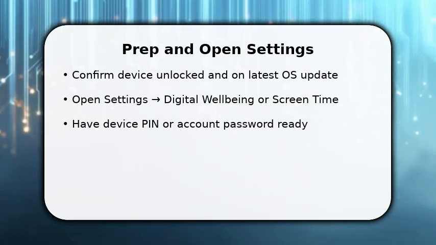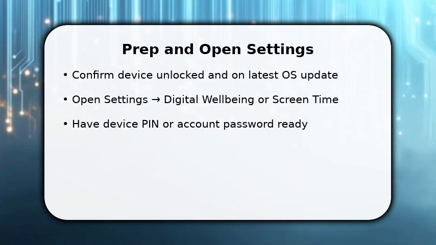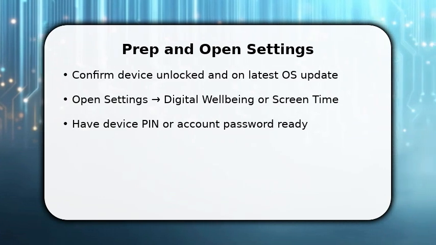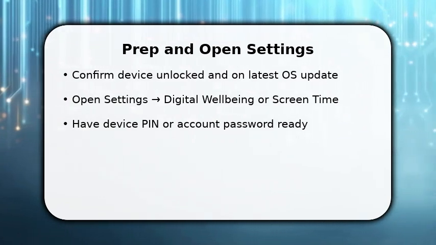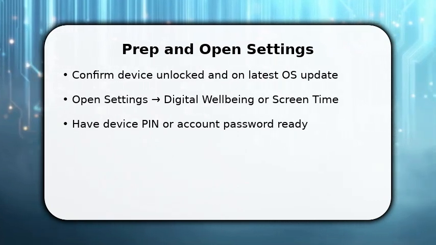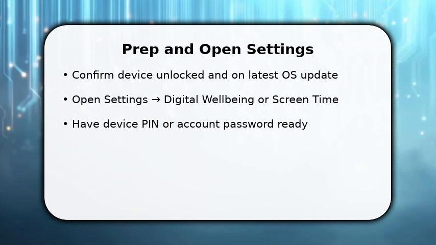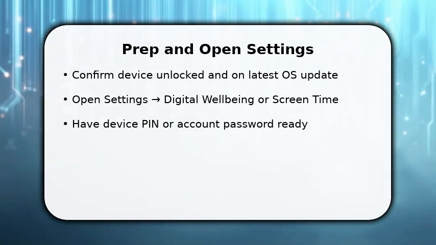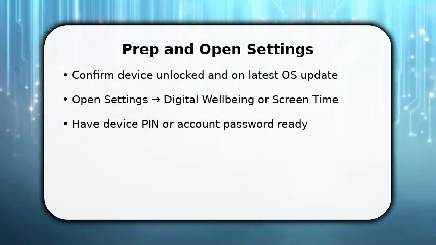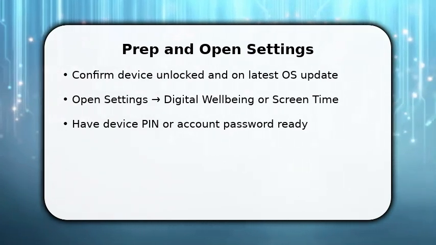You're starting with essentials. Unlock your device and confirm the OS is current so options are visible. Once ready, open Settings and navigate to Digital Wellbeing or Screen Time. That's the control hub. Make sure you have your device PIN or account password nearby because some changes require authentication. You'll see activity dashboards first, resist scrolling, focus on the main controls.